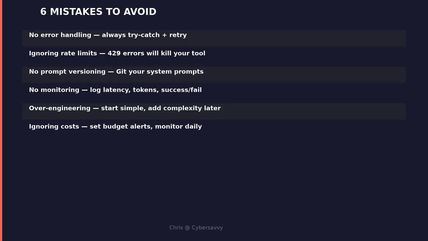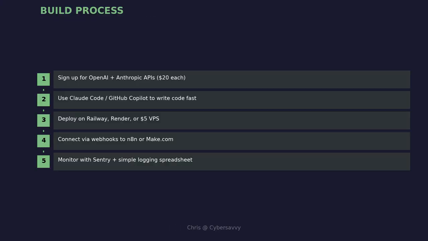Mistake 6. Ignoring costs. A single prompt to Claude Opus costs about 3 cents. If you run that 10,000 times a month, that is $300. Set budget alerts and monitor your token usage daily.